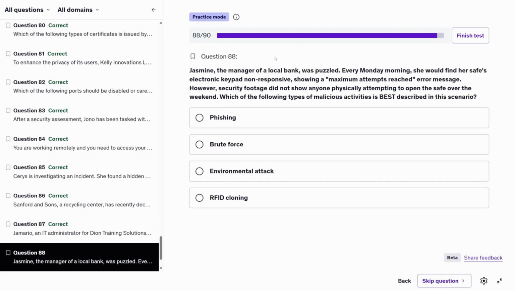Jasmine, the manager of a local bank, was puzzled. Every Monday morning, she would find her safe's electronic keypad non-responsive, showing a maximum attempts reached error message. However, security footage did not show anyone physically attempting to open the safe over the weekend. Which of the following types of malicious activities best describes this scenario?